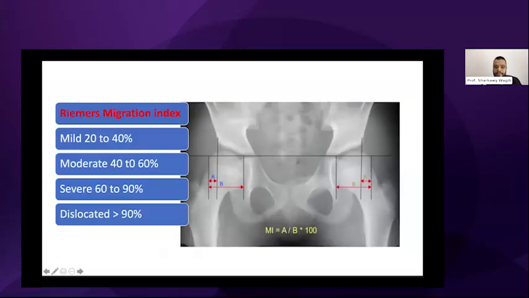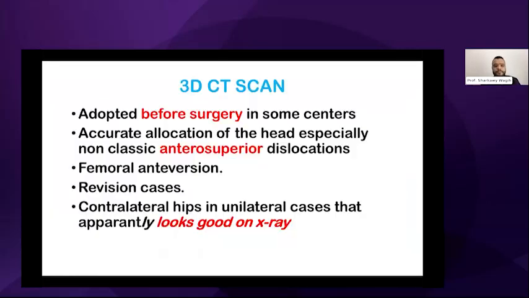Reimers migration index is the simple way to measure how far the femoral head is outside the hip. We have to measure the lateral extrusion part, which is represented by A, and the whole width of the femoral head, B. A divided by B is the percentage of migration.